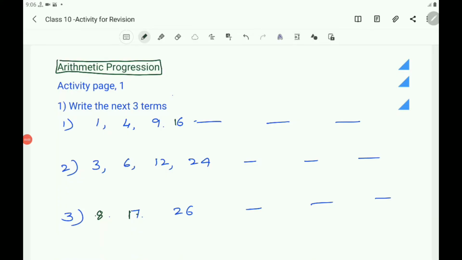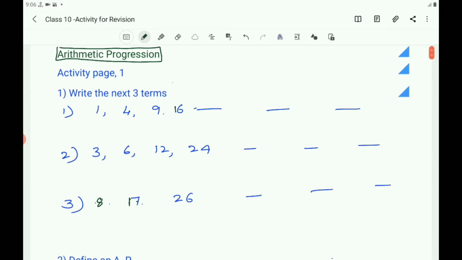Dear children, here is an activity for you. This is the first activity of the chapter Arithmetic Progression. And to score more marks in the exam, it is better to solve all these examples and all these questions.